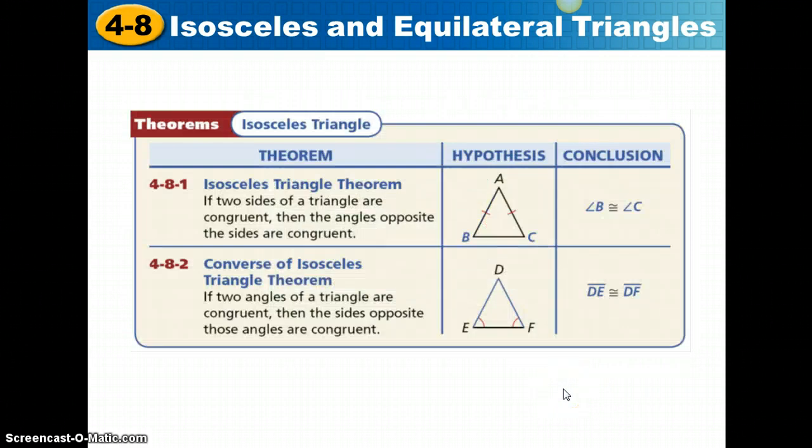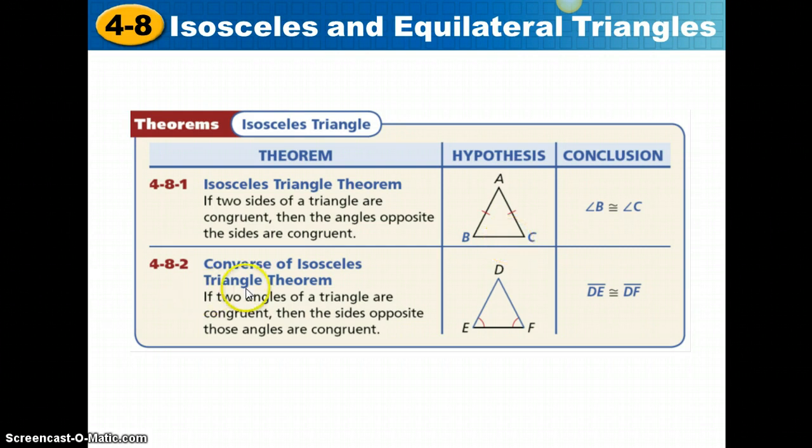We'll start off with these two theorems. The first is the isosceles triangle theorem. It states that if two sides of a triangle are congruent, then the angles opposite those sides are congruent. Basically, this is stated much more simply by saying the base angles of an isosceles triangle are congruent.